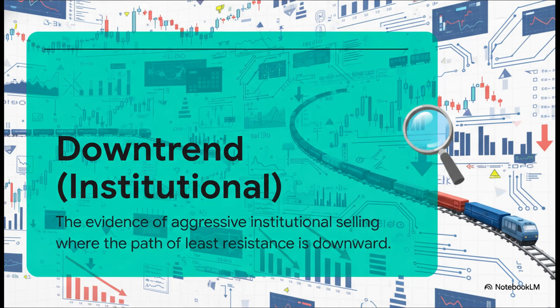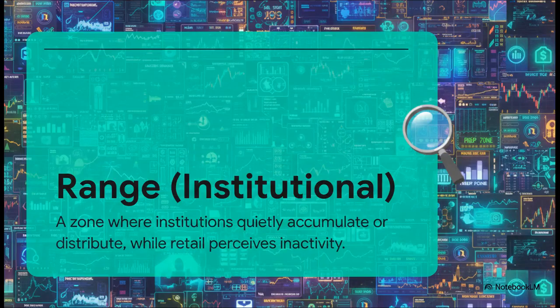And a downtrend? This is the footprint of aggressive institutional selling and distribution. They have established the path of least resistance as downward. A retail trader who tries to buy the dip here is fighting against the dominant flow of capital. It's a low-probability endeavor.